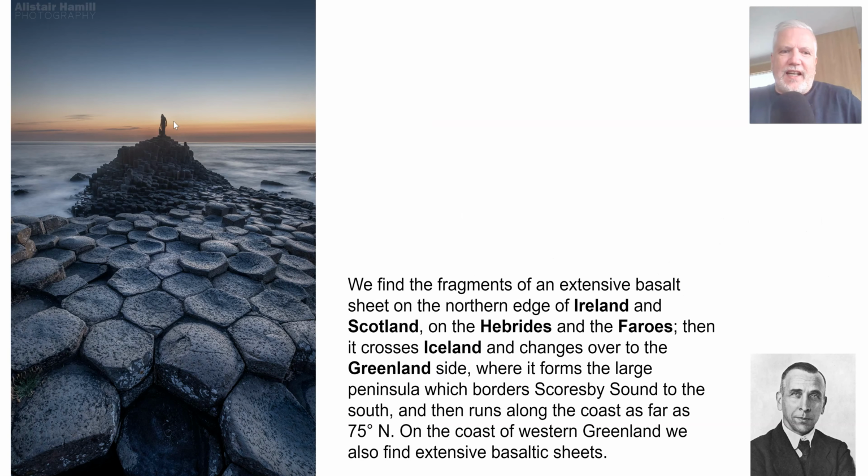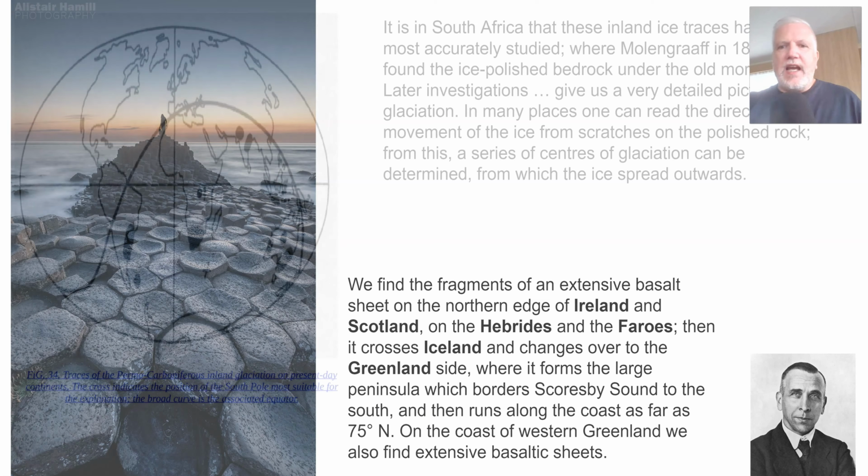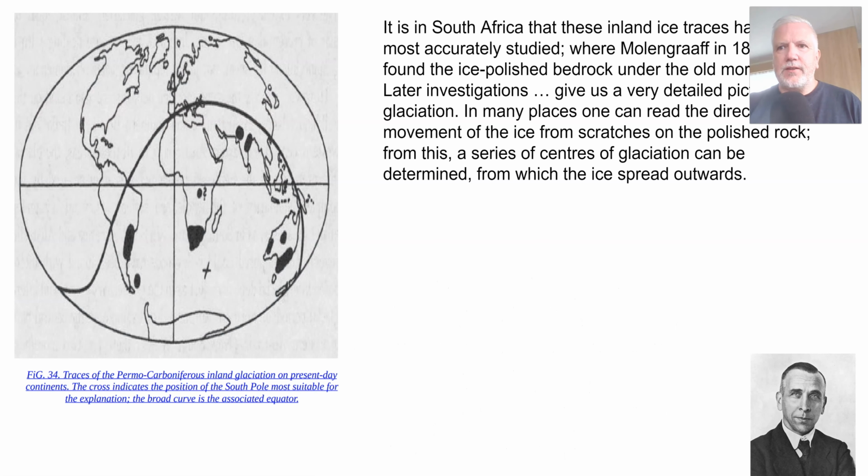One that particularly caught my eye because it refers to a place that I like to spend a lot of my time on here. We find fragments of an extensive basalt sheet on the northern edge of Ireland. Here is my wife and my dog at the Giant's Causeway in Northern Ireland, the county that I live in. The floor is, or at least was, quite literally lava. It goes from the northern edge of Ireland and Scotland to the Hebrides, the Faroes, to Iceland, across to Greenland. You get this extensive basalt sheet that is now spread apart in different parts of the continents.